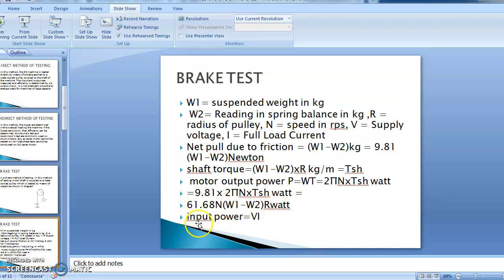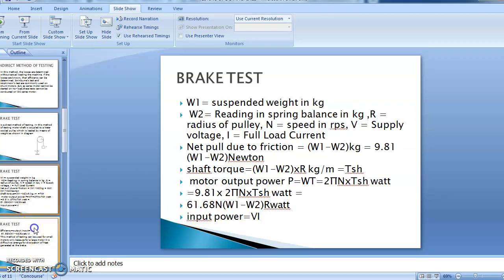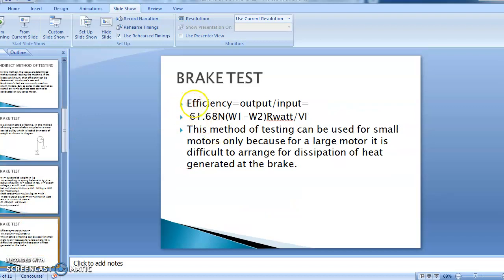So as we have already connected a voltmeter in parallel and an ammeter in series with the input, from there we can directly get the voltmeter reading and ammeter reading, and multiplying this voltmeter reading with the ammeter reading we can get directly the value of the input power. So once we get the value of input power, from there we can directly calculate the efficiency, because here efficiency will be equal to output by input.